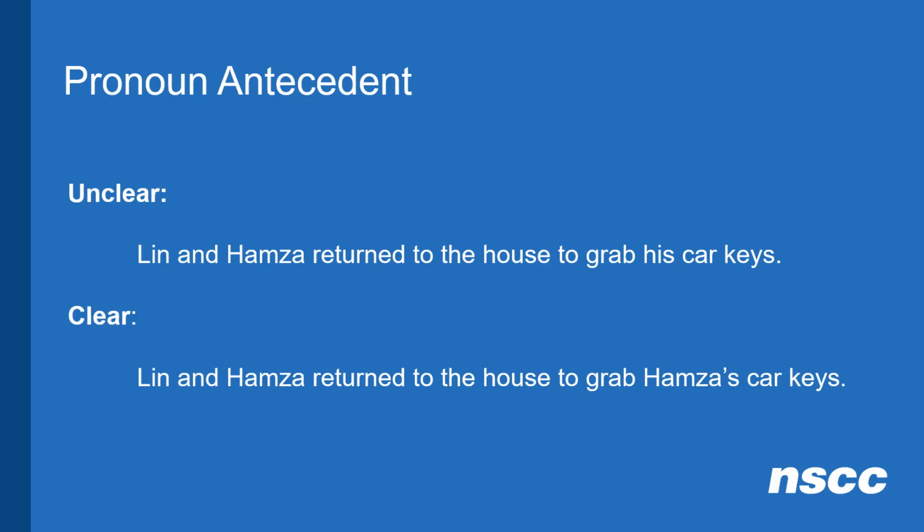If we look at these examples, we can see that the first sentence is not super clear. Lynn and Hamza return to the house to grab his car keys. Whose car keys are they grabbing? Are they Lynn's or Hamza's keys? That is the problem. You have to be careful with your antecedents to make sure that you are being clear and people can understand what you mean. It is much clearer to say, Lynn and Hamza returned to the house to grab Hamza's car keys.